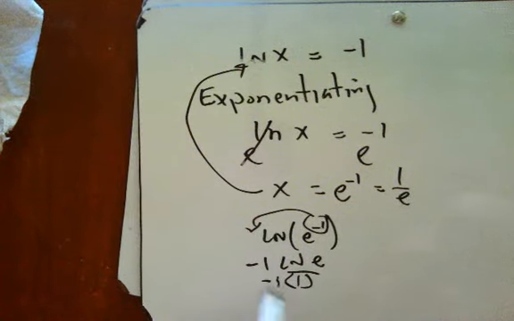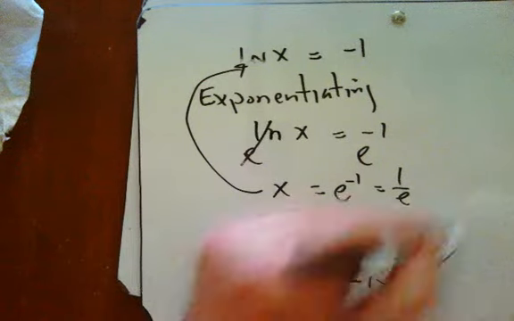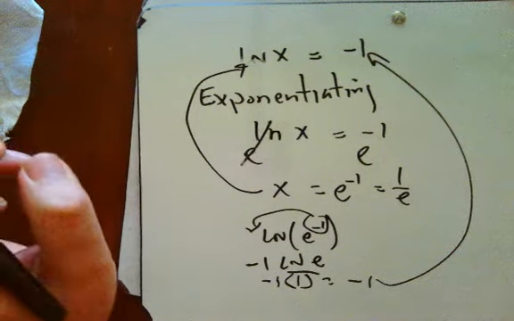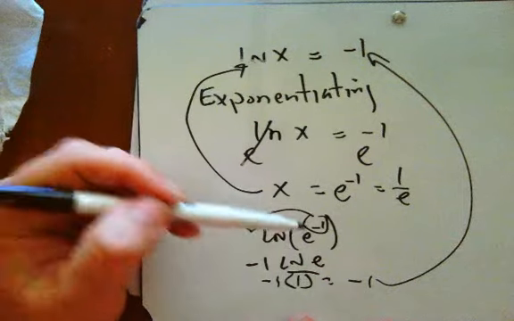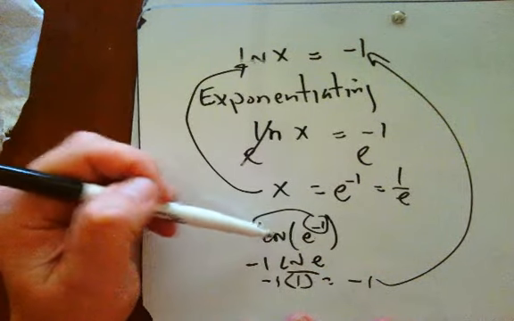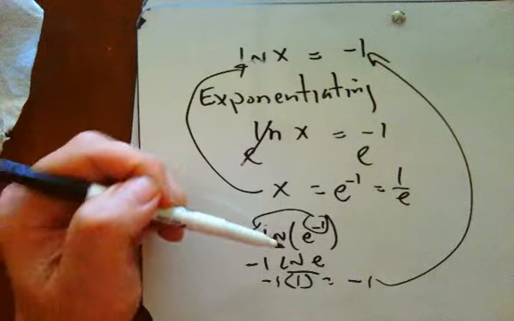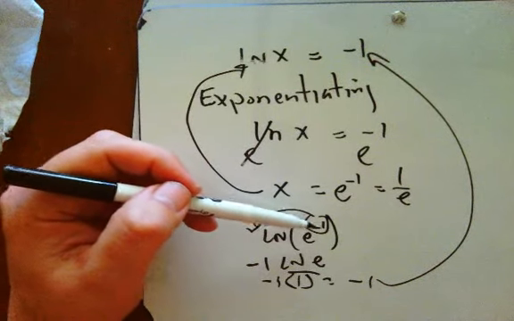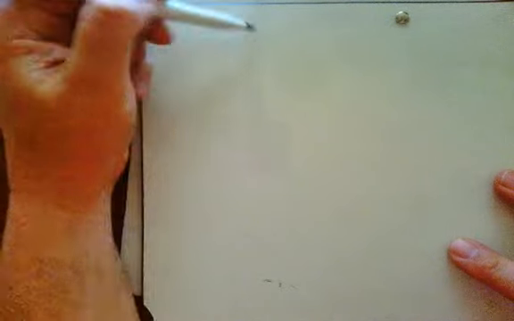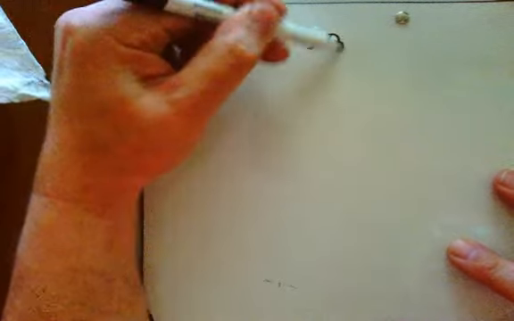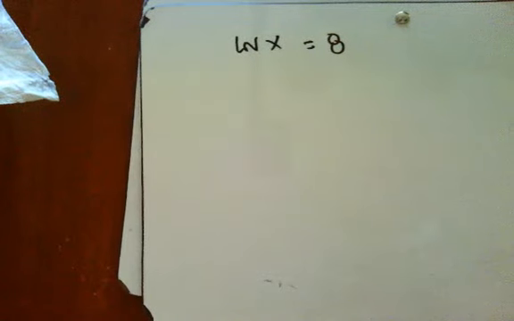Can we plug that back in there? Well, ln of e to the -1, I use that power rule, -1 ln of e. We should know by now that the ln of e is 1. So -1 times 1 is -1. And that's what we were supposed to get. Remember, log equations are must checks. You want to make sure when you plug that number in that you're not asking ln to take the log of a negative number or 0. Okay? So will you try this one? ln of x equals 8.